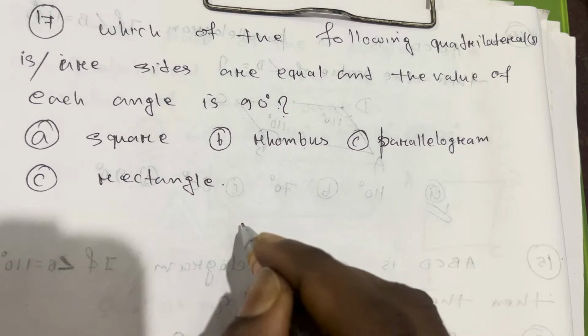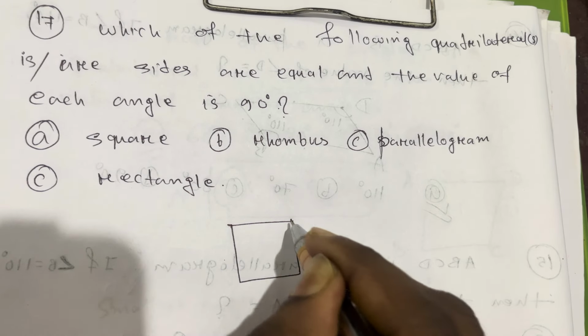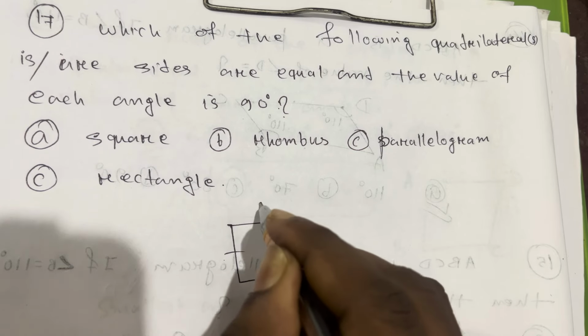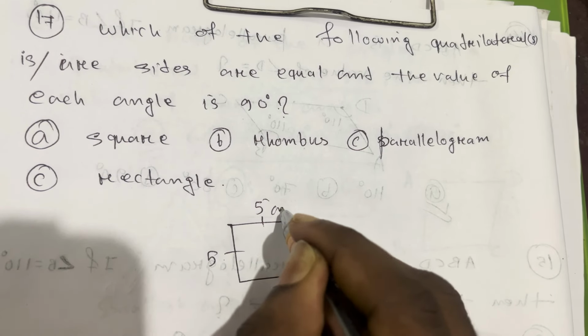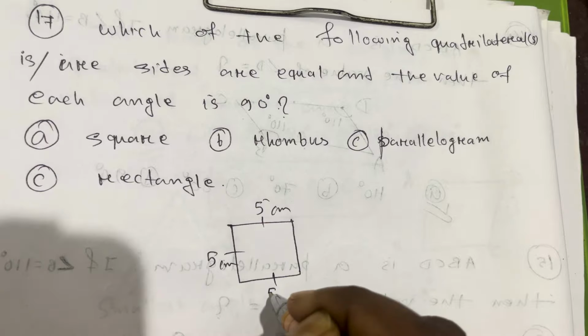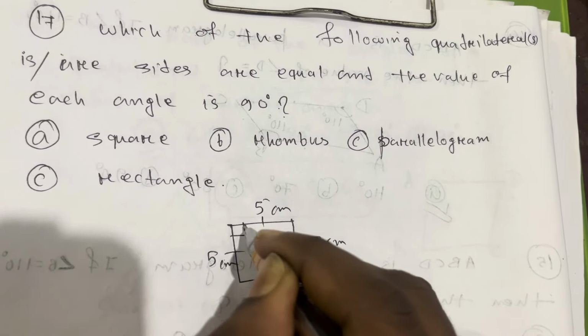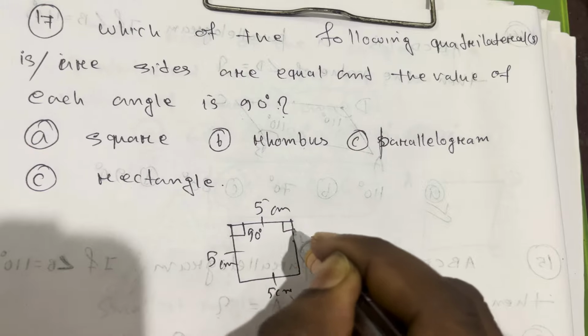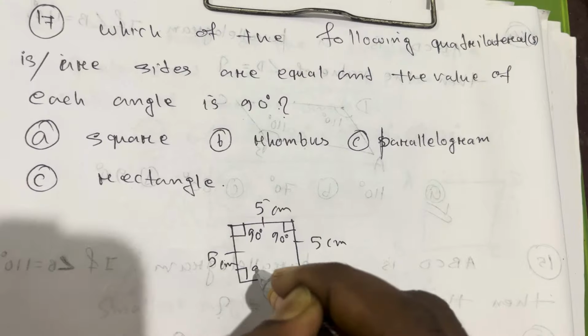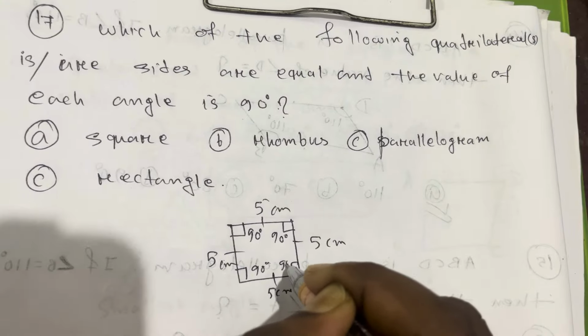But as you know, square means, suppose this is a square, right? The lengths of the sides are the same. If this is 5, this will also be 5 centimeter. This will also be 5 centimeter, this will also be 5 centimeter, and this will also be 5 centimeter. And the value of each angle of a square is 90. This is 90, this is 90, right? And this is also 90.